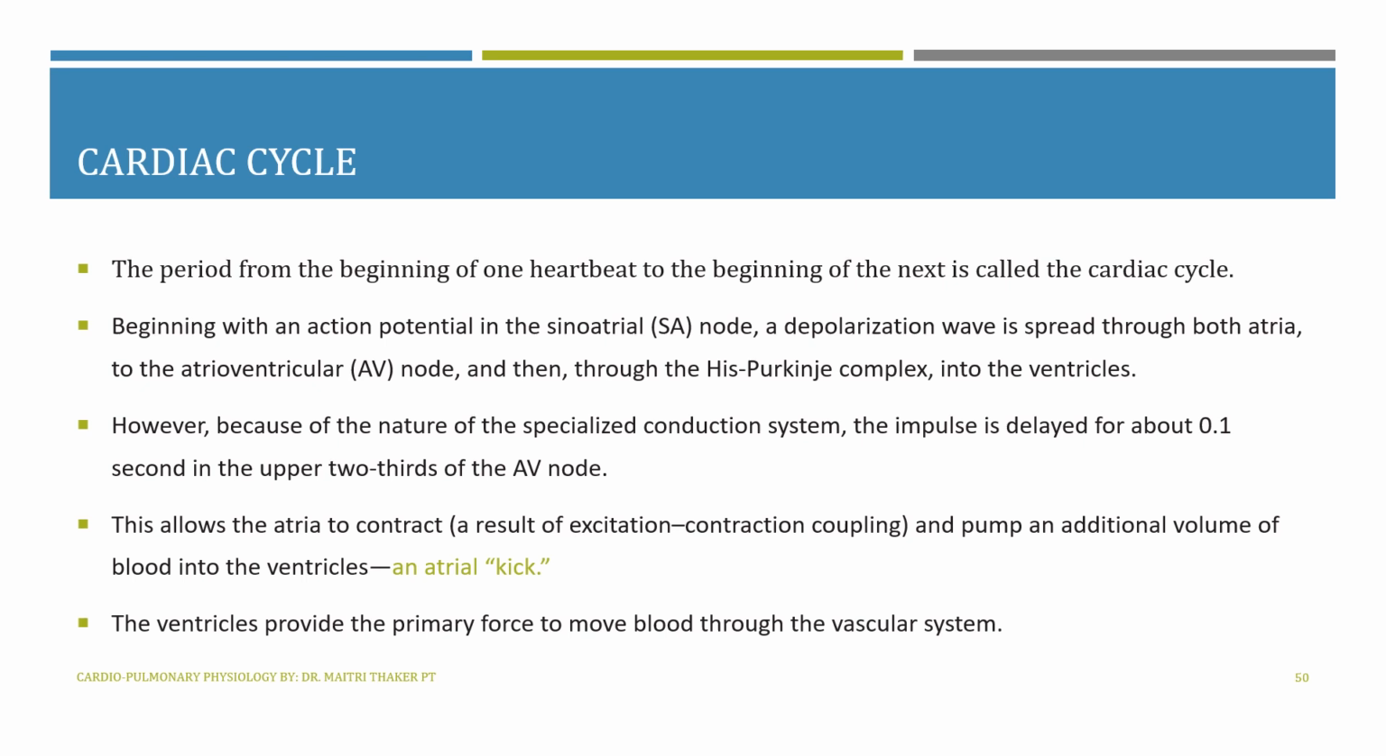So the ventricles provide the primary force to move the blood through the vascular system. From the atria, blood goes into the ventricles, and the ventricles are the primary chambers that force the blood into both the systems.